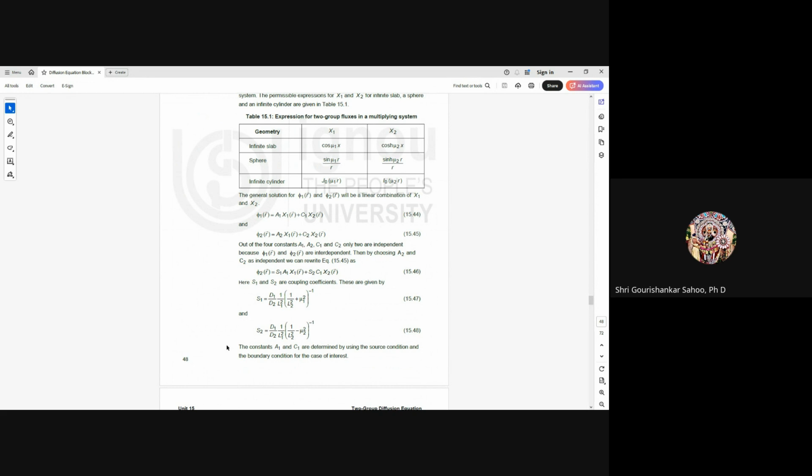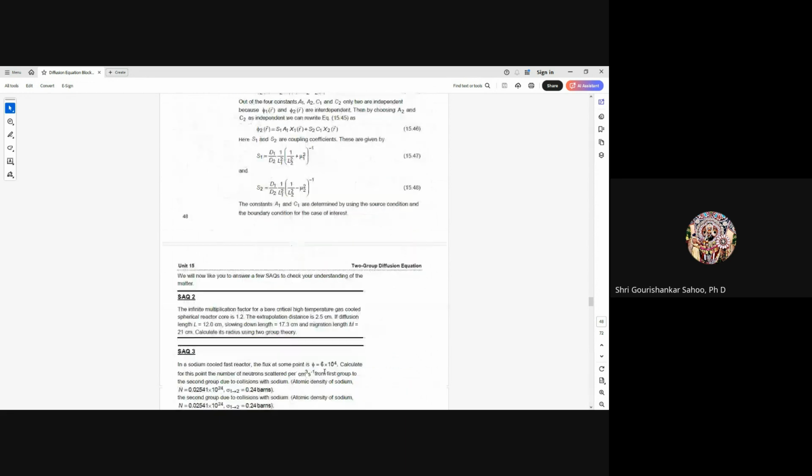So these are given by s1 is equal to D1 by D2 multiplied by 1 by L1 square all multiplied by 1 by L2 square plus mu1 square to the power minus 1. And s2 is equal to D1 by D2 1 by L1 square, 1 minus L2 square minus mu2 square to the power minus 1. So a1 and c1 can be determined by using the source condition and the boundary condition for the case of interest.